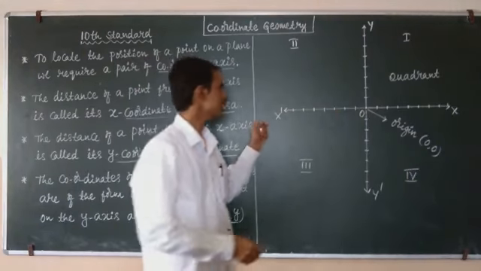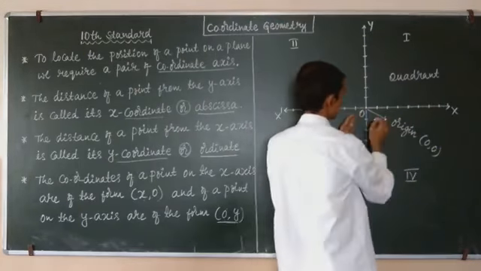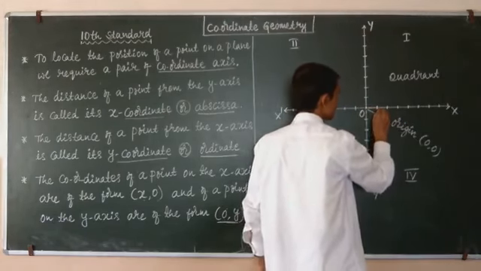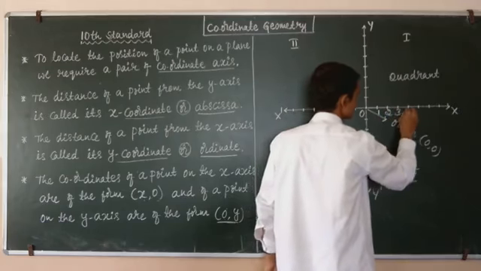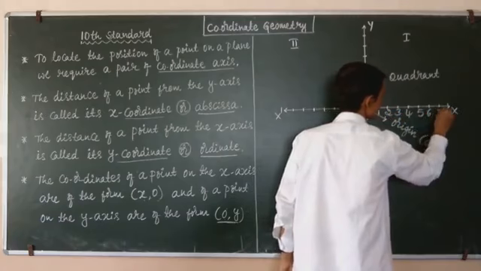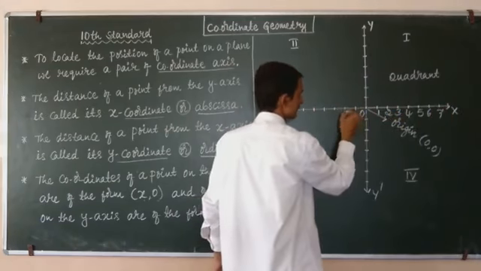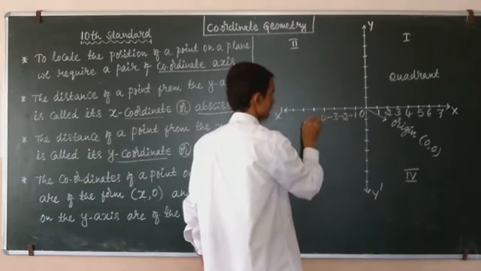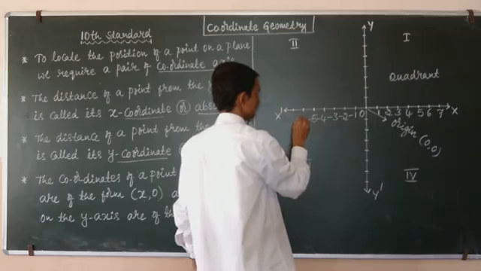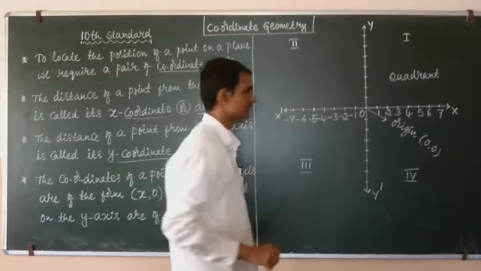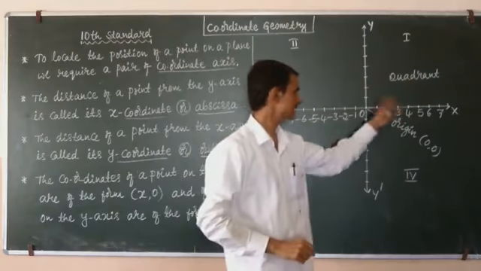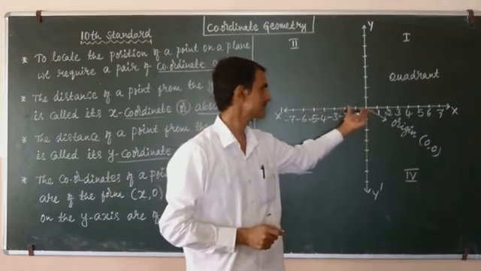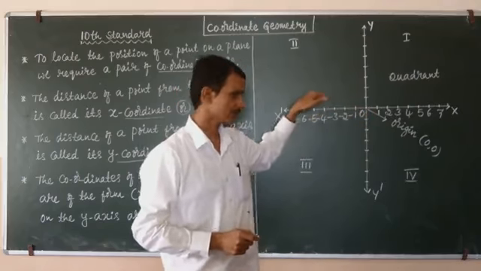Students, you are already familiar that the numbers to the right side of 0 are always positive: 1, 2, 3, 4, 5, 6, 7, etc. To the left side, we have -1, -2, -3, -4, -5, -6, -7, etc. This is named on the basis of the number line. You already know that.